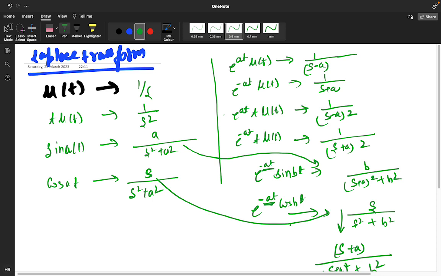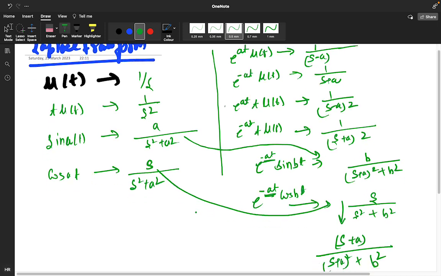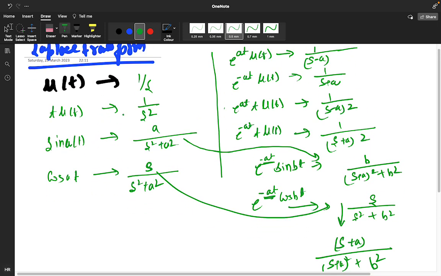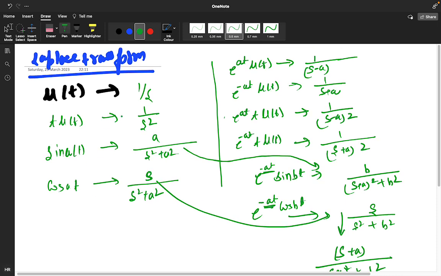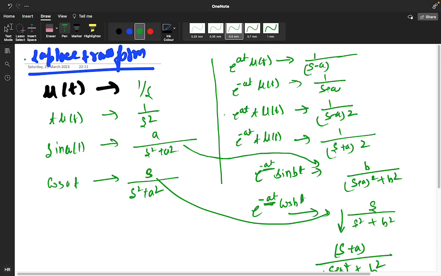Yes, sir. Yeah. Understood? You understood this formula, right? Yes, sir. Yeah. So just wait. So if you understood, this is the basic Laplace transform formula. U(t) is 1 by s, t u(t).